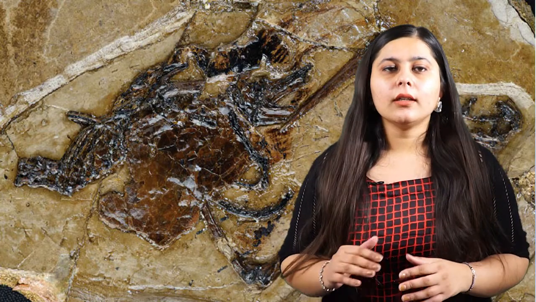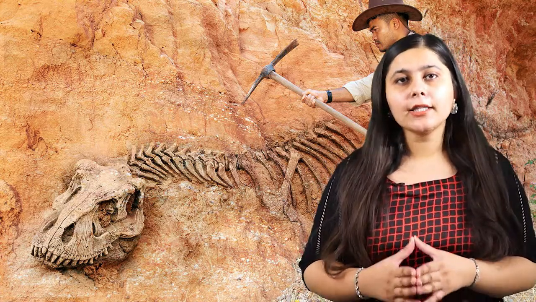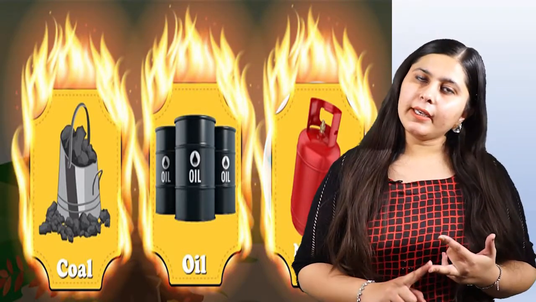So how do we obtain fossil fuel? We obtain fossil fuels by this process, that is when dead and decaying organisms are buried under the earth surface. So fossil fuels are fuels that are preserved under the earth crust as remains of dead animals and plants. And the types of fossil fuels that we see today are coal, petroleum and natural gas.